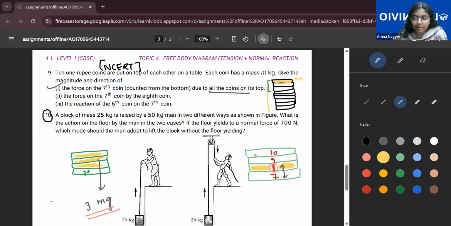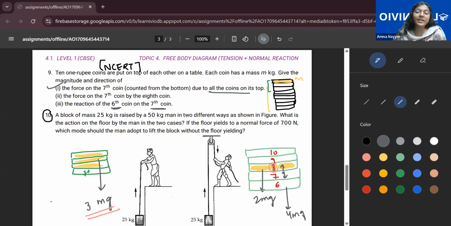So what about just this 8th one? If only this 8th one is existing, whatever forces it is feeling on itself, it will exert on it. So it will exert a force of 2 mg. Then it says the reaction of the sixth coin on the seventh. Now when we're talking about the sixth, this is the sixth one. The sixth one will have what all forces?